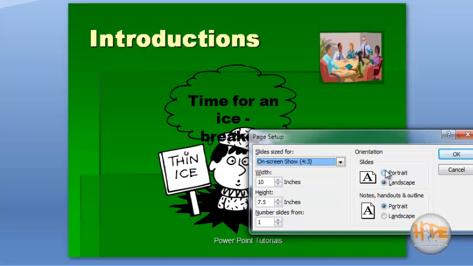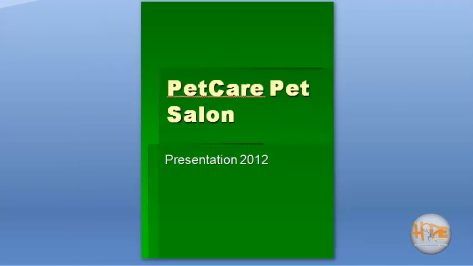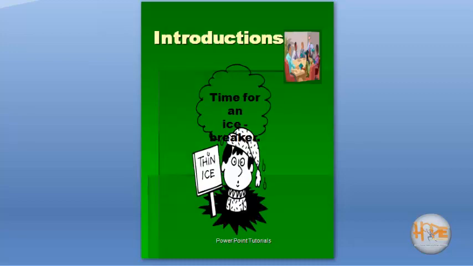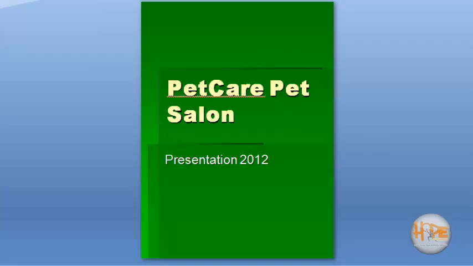You can also set orientation for your slide. For example, if I want to set my orientation to portrait mode, then I can select portrait and press OK. So this is the portrait mode. Portrait mode is used when there is lots of content in our slide. So this is my portrait mode. So this is page setup option.